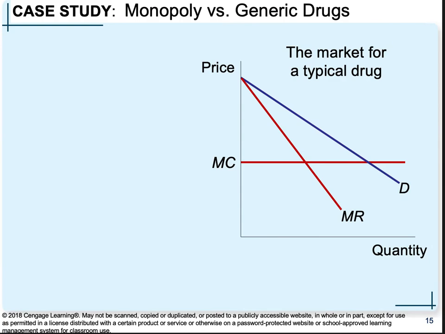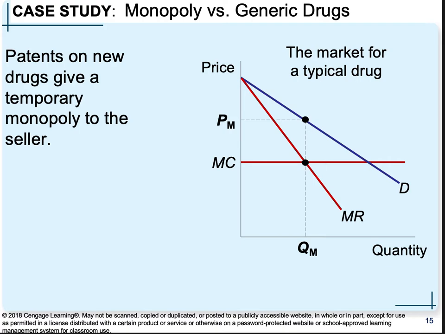Okay, so monopoly versus generic drugs. Let's say there are patents on a new drug. This gives a temporary monopoly to the seller. So patents in the pharmaceutical industry give firms an incentive to produce new drugs. If we provide these firms with patents, the incentive is to capture more profit. If they get these patents, no one else can produce this product for 10 to 15 years. Because of that, their profits have increased. They can sell at a higher price.